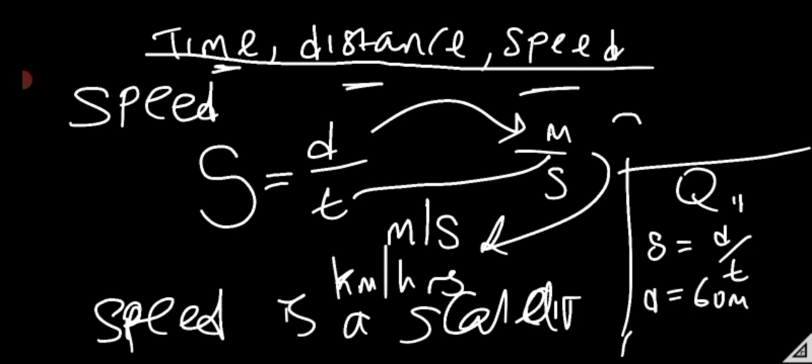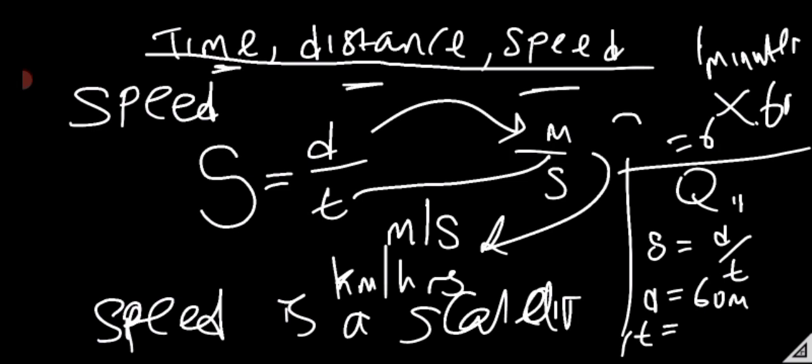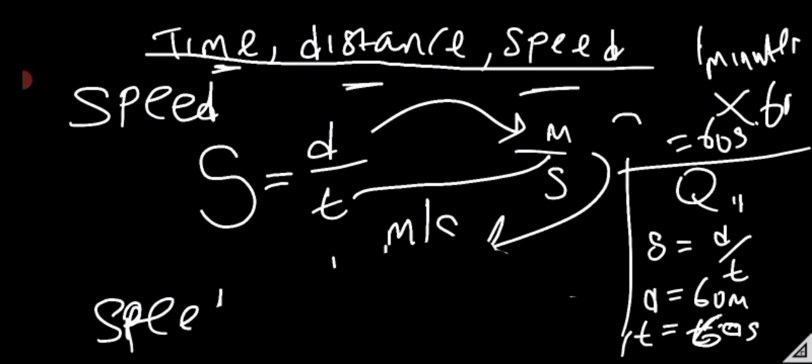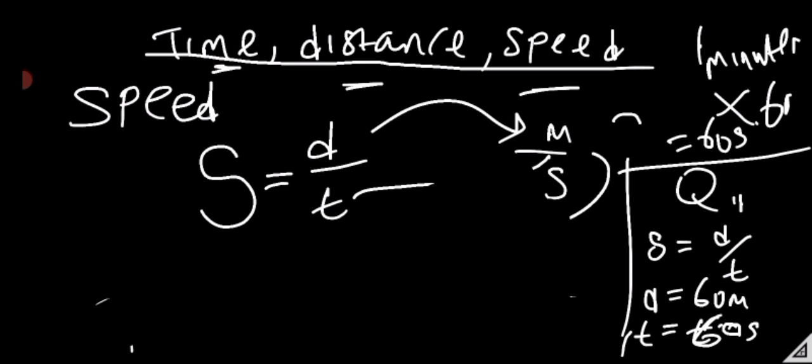60. And the time is, now they said 1 minute, so that 1 minute you will convert it to seconds, and to convert from minute to seconds you multiply by what? By 60. So that would be 1 times 60, that's the same thing as what? 60 seconds. So that means time is equal to what? Time is 60 seconds.